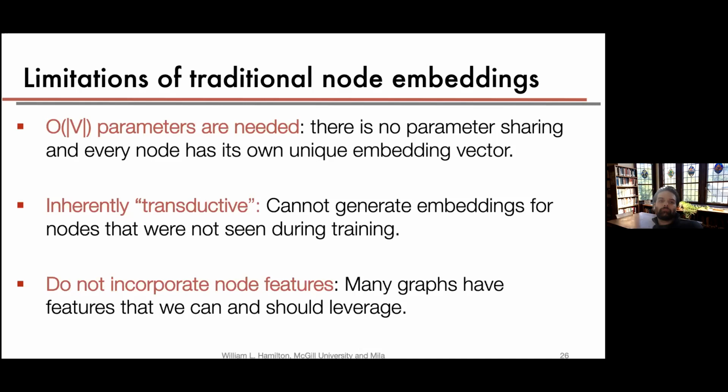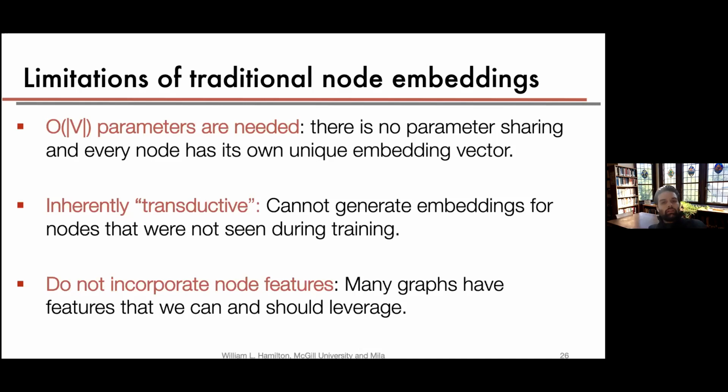A related issue is the fact that these techniques are what we call inherently transductive. And what I mean by this is that if we're using an algorithm like DeepWalk or node2vec, these algorithms cannot generate embeddings for nodes that were not seen during training. So if our dataset is evolving over time, or if we have a new graph that we want to get embeddings on, we have to rerun the training algorithm. There's no inference, there's no inductive capability for these techniques.